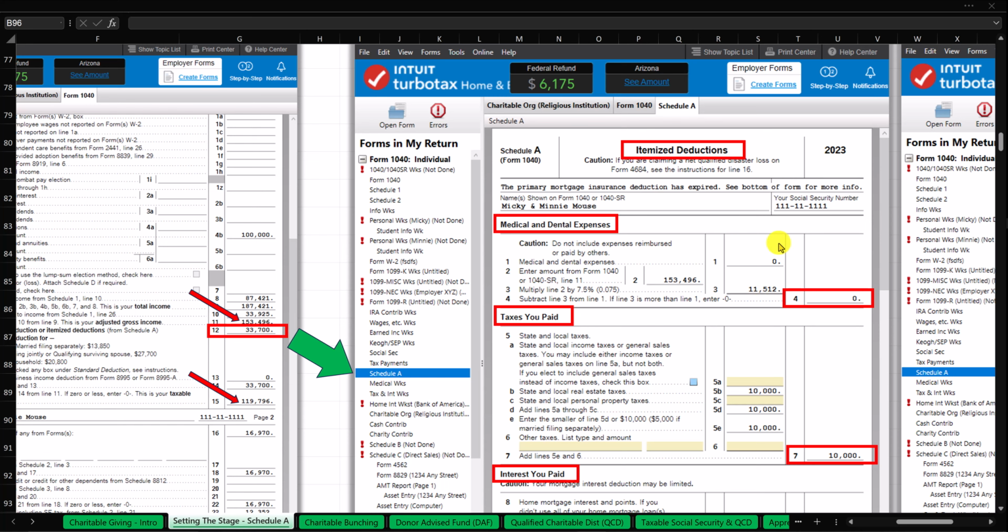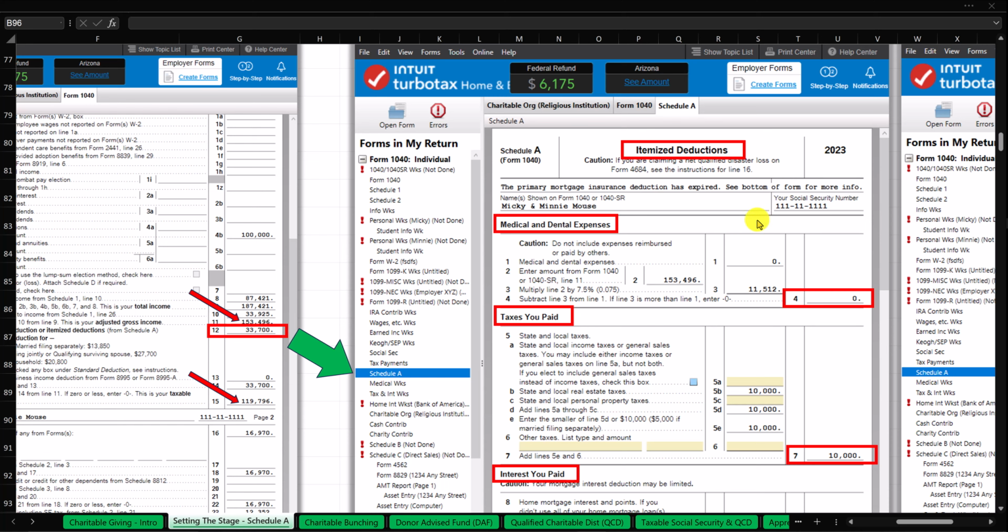Now, I don't have any medical or dental in this tax return right now. I just have it at 0, but what I want you to notice is that in order to get any number to show up right here as an itemized deduction, which you can take on your tax return, the amount of medical and dental that you have on this line has to be more than this number.